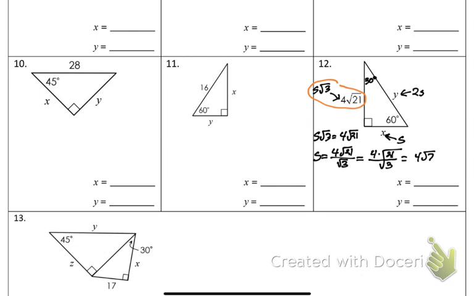And once we have S, everything else is pretty easy because my X would just be that 4 square root of 7. My Y would be 2 times 4 square root of 7, which would be 8 square root of 7.